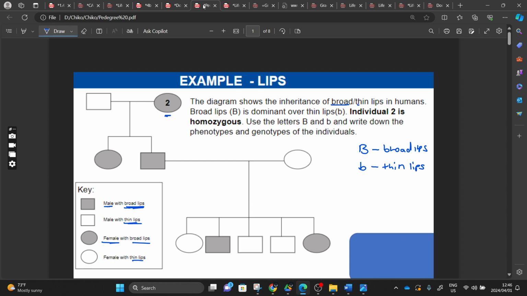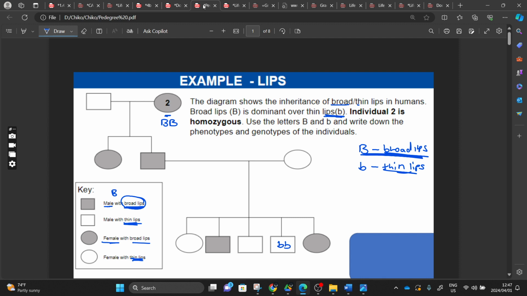And they're saying that individual 2 is homozygous. It means that for broad lips, since broad lips is capital letter B, she is homozygous, so homo B. You agree with me, right? So from there we can come down here and say, since this is thin lips, and thin lip is recessive, it means that this person, by the book, is like this.